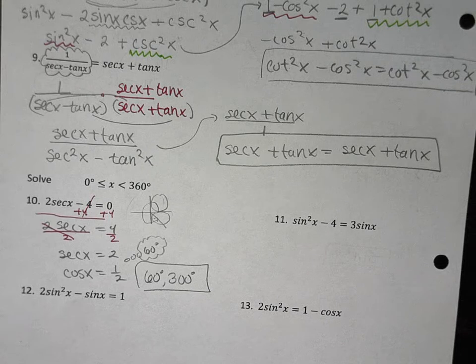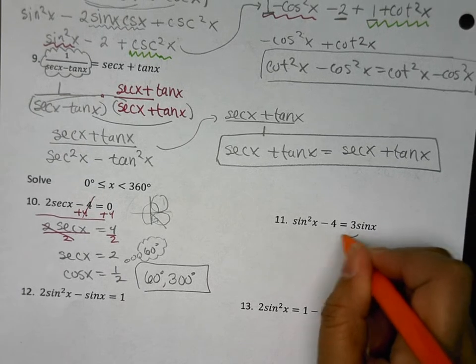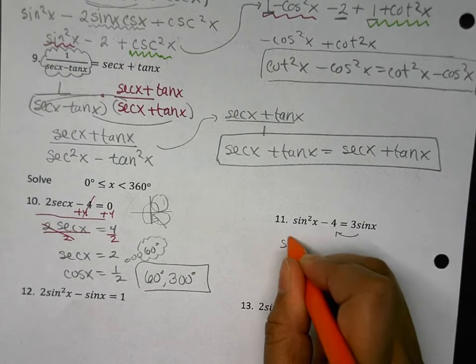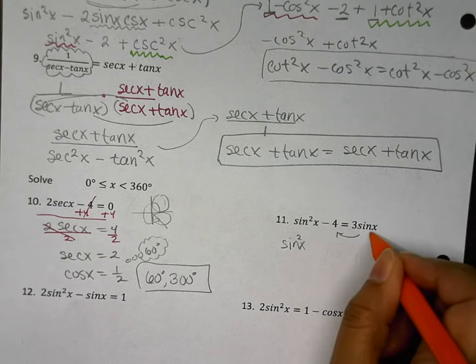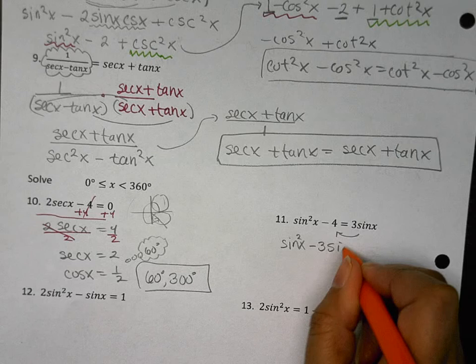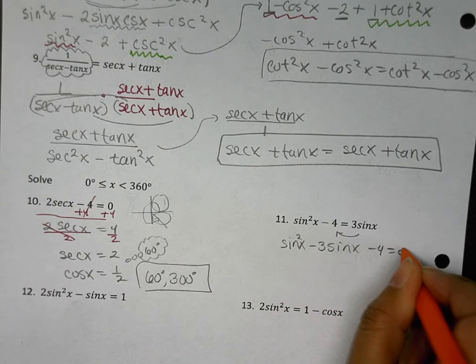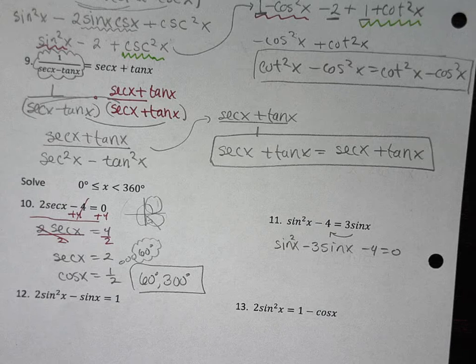Next one, any suggestions? Okay, did I hear subtract? Get it over to one side? Okay, so sine squared x. What should I put first? The -4 or the plus -3 sine x? -3 sine x minus 4 equals 0. Suggestions for the next step?